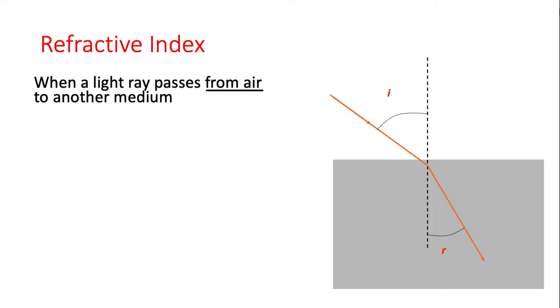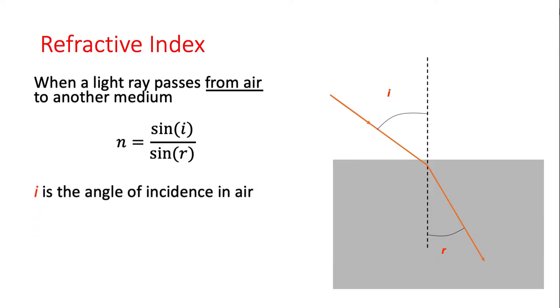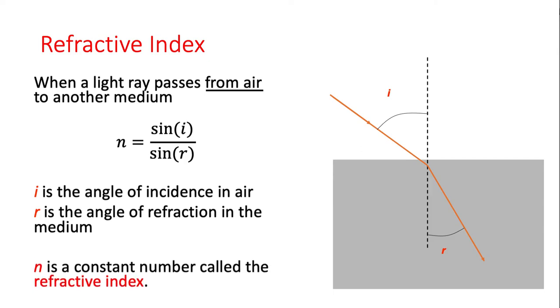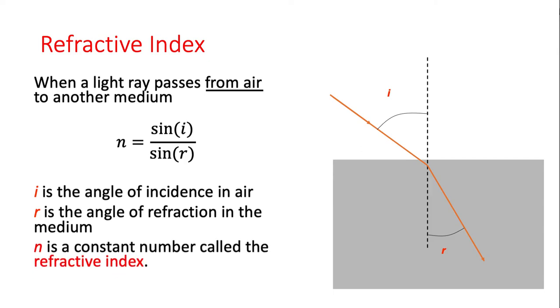If we want to calculate the refractive index, one way we do this is we take those two angles, the angle of incidence, I, and the angle of refraction, R, take the sine of them, and then find the ratio of those two sines. So here we've got the angle of incidence in air or a vacuum, the angle of refraction in the medium, and N. And this N is what we call the refractive index. And really it tells us to what degree the ray has been slowed down by going from the air to the other medium.